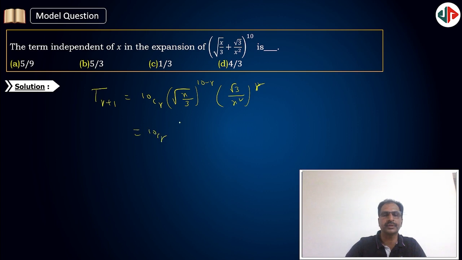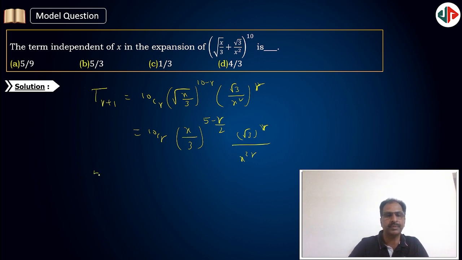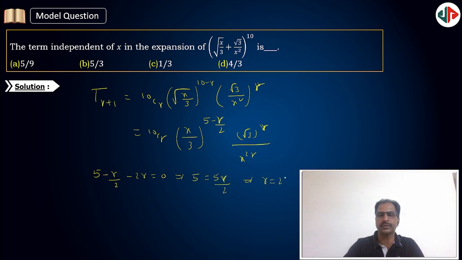What is the power of x you get here? This is (x by 3) whole power 10 minus r by 2, that is 5 minus r by 2, and (root 3) whole power r by x power 2r. For the independent term, the power of x should be equated to 0. What is the power of x? 5 minus r by 2 minus 2r should be equated to 0, which means 5 is equal to 5r by 2. From this, you get r is equal to 2.